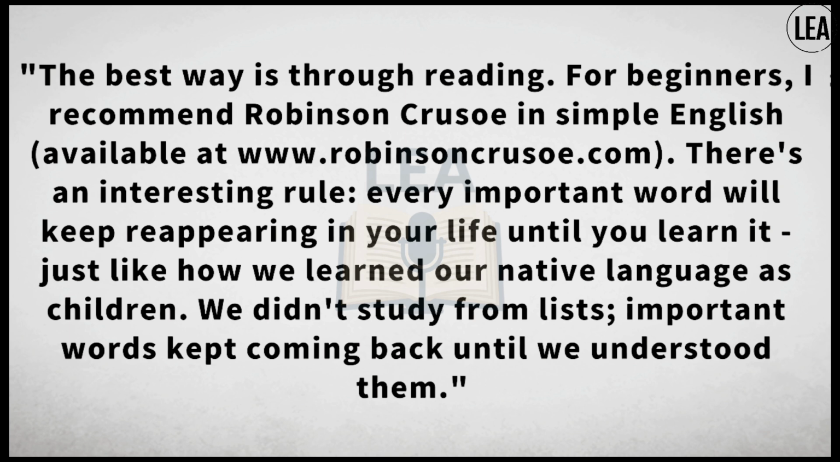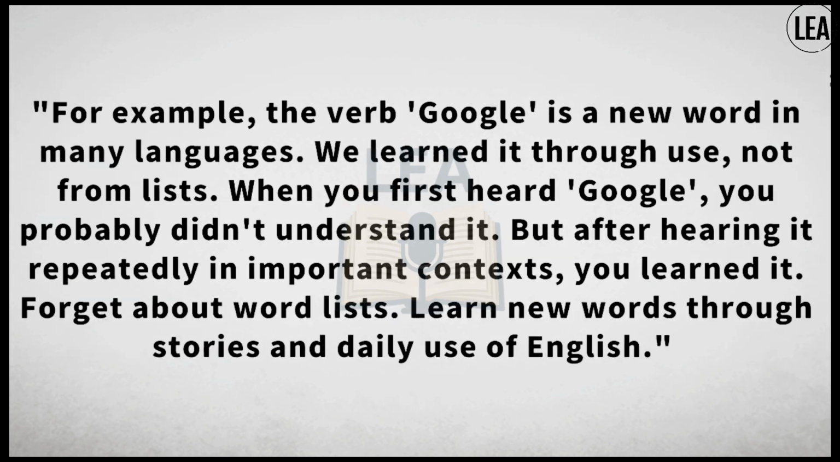There's an interesting rule. Every important word will keep reappearing in your life until you learn it, just like how we learned our native language as children. We didn't study from lists. Important words kept coming back until we understood them. For example, the verb Google is a new word in many languages. We learned it through use, not from lists. When you first heard Google, you probably didn't understand it. But after hearing it repeatedly in important contexts, you learned it. Forget about word lists. Learn new words through stories and daily use of English.